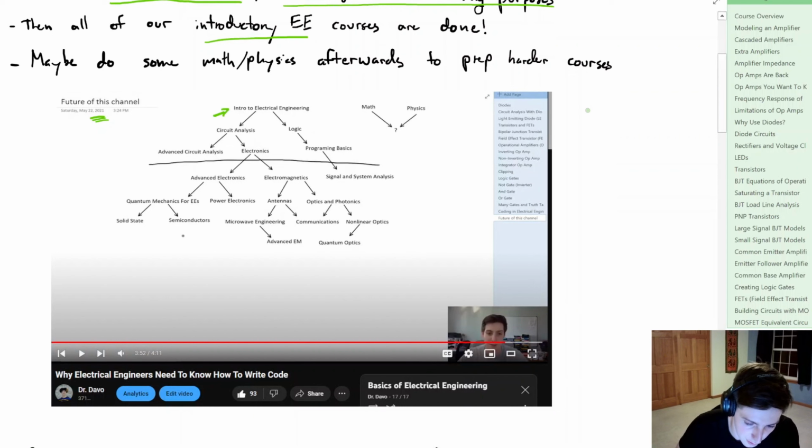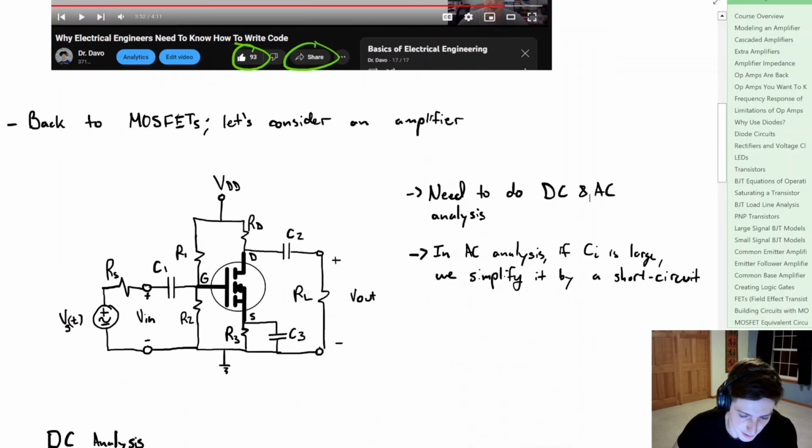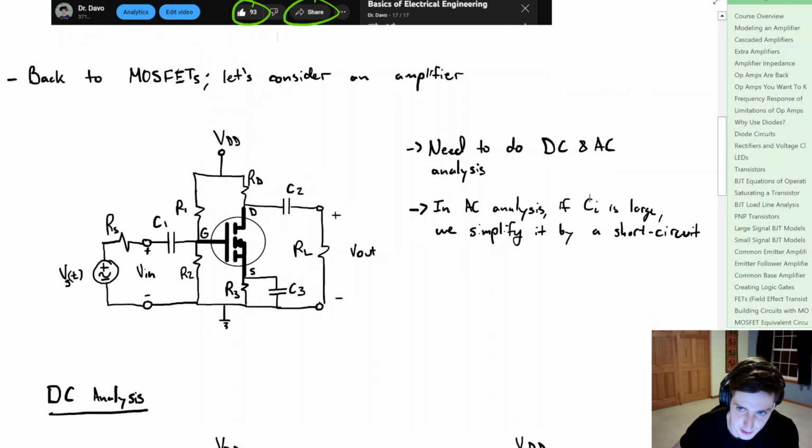We had an intro to EE course, we covered that. We had a circuit analysis, we did that. Then we covered logic, then we looked at advanced circuit analysis, and now we are finishing up the electronics course. So it looks like the last thing to cover is the programming basics. I'm still unsure about how I want to go with this math and physics route. But anyways, we can get back to MOSFETs, the real reason you're here watching this video.